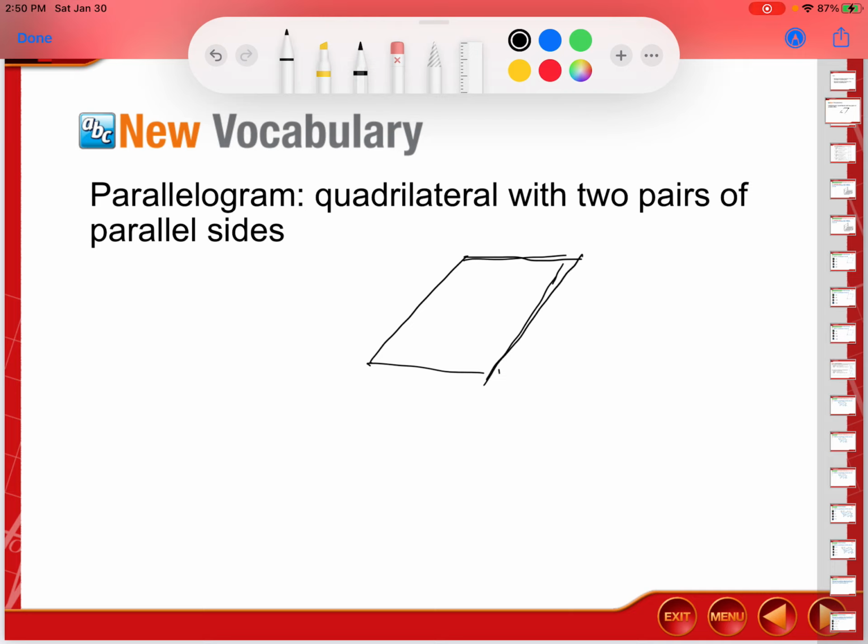And you have two sets of parallel sides. So we have this set's parallel, then that set's parallel. And then each set of parallel sides is also congruent to each other. And you also have two pairs of congruent angles. So the acute angles are the same, and then the obtuse angles are the same. So a lot going on with parallelograms. Important thing to remember is it's a quadrilateral with two pairs of parallel sides.